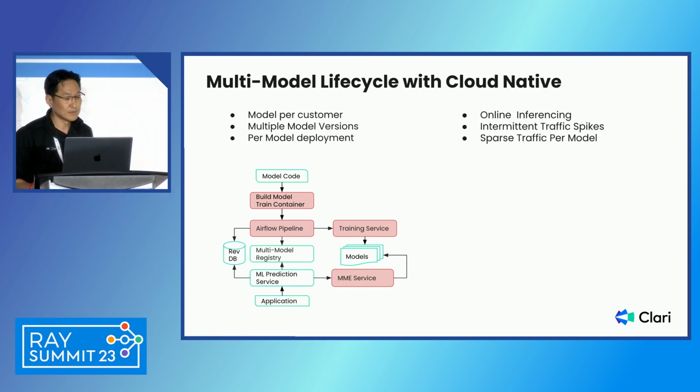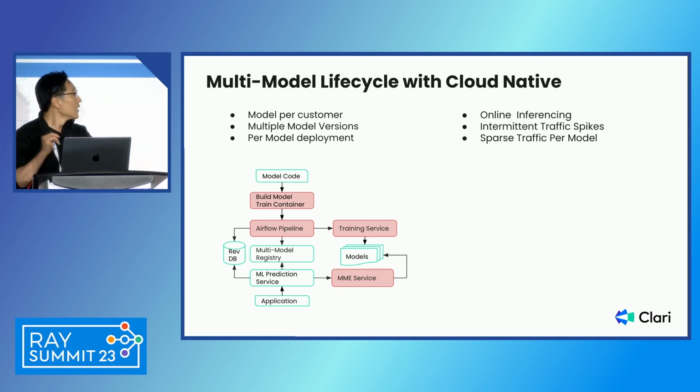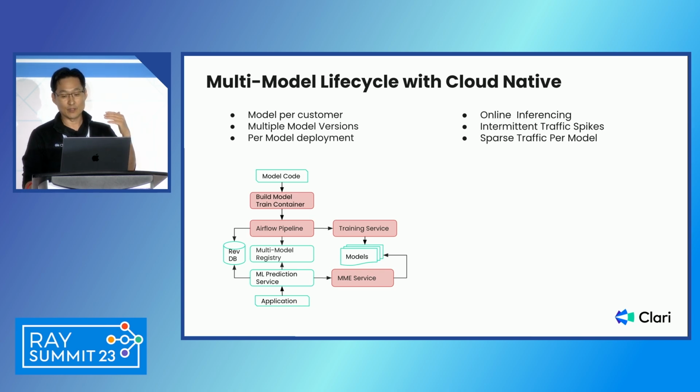our cloud-native-based solution. So we take model code, build a custom train container, and put it through Airflow pipelines, and have cloud-native train service to train the models, and also use cloud-native service endpoint to serve those models. It worked initially, and actually works up to a few hundred models. But once we pass that number, when the number of models gets larger, we started seeing a scaling problem.